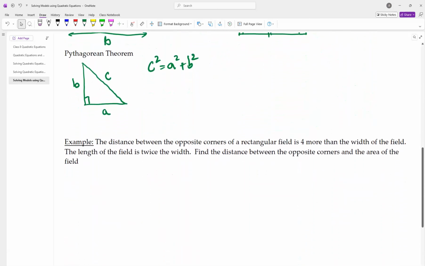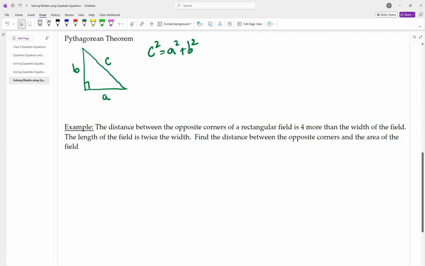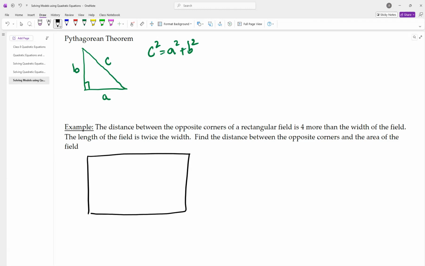Okay, and so the example here that's connected to it is talking about a rectangular field. So I need a picture. I see this stuff, it's a lot of words. I need to see this stuff in picture form. So, we have a rectangular field. The distance between opposite corners of a rectangular field. So distance between opposite corners, that would be this distance D.